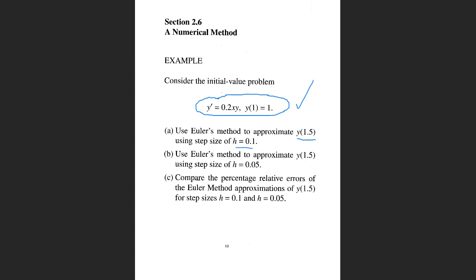That's part A of the problem. And then in part B, we're going to approximate y of 1.5 using a smaller step size of 0.05. And then finally, we want to compute what are called the percentage relative errors of the Euler method approximation of the solution at 1.5 for both of these step sizes. This is something you probably did not see in calculus 1 or calculus 2, these percentage relative errors.